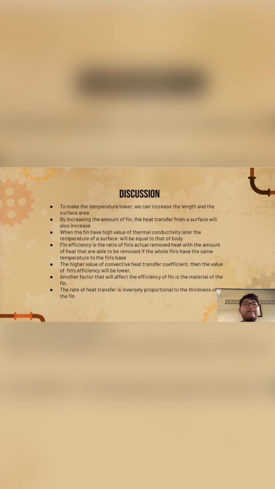of the body. Fin efficiency is the ratio of the fin's actual removed heat to the amount of heat that could be removed if the whole fin were at the same temperature as the fin's base. Next, the higher the value of the convective heat transfer coefficient, the lower the fin efficiency will be.